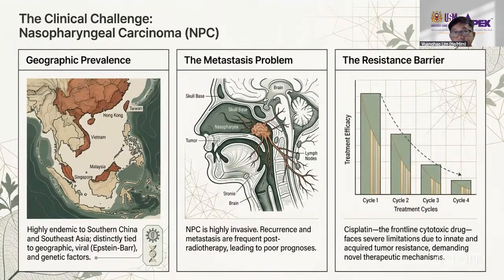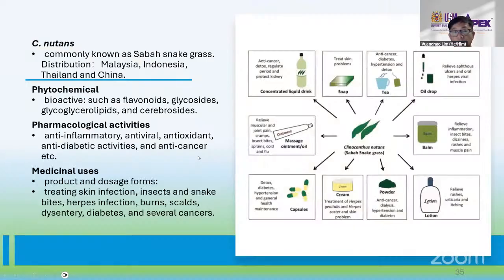Cisplatin has faced some tumor resistance, and of course this will require a more novel therapeutic mechanism to overcome the MPC. As I mentioned earlier, we have Suniten as a plant, and it has been used a lot in Southeast Asia.